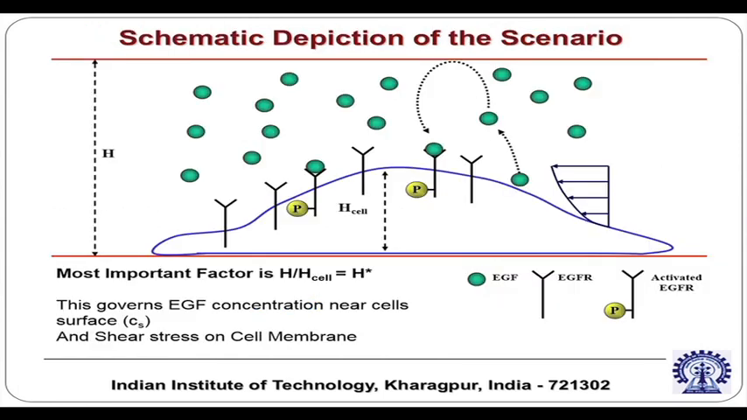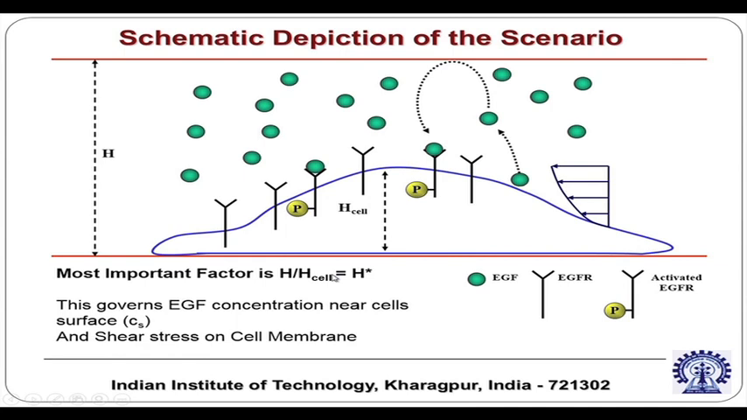So how do we study this problem? We make a simple schematic so that we can also study this problem from a mathematical perspective, that is, we study the fluid flow and the species transport. Let us say that you have h as the microchannel height, and H_cell is a typical length scale of the microfluidic system. So the confinement factor is denoted by h/H_cell.